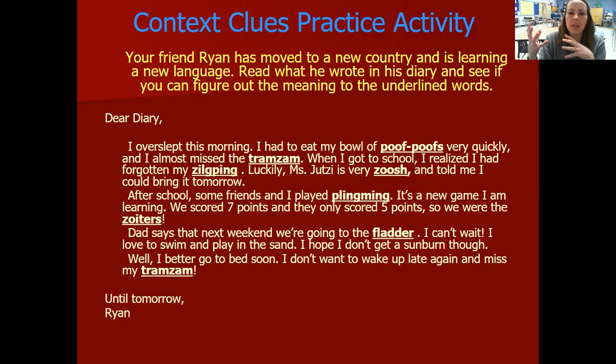The second silly word was a tram zam. So I'm going to think using my schema, using the clues. I know that it's something that Ryan almost missed, and then it was in the morning. And if I read a little bit farther, it says when I got to school. So I'm going to guess or infer that a tram zam is the bus.